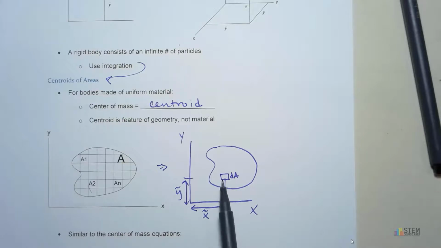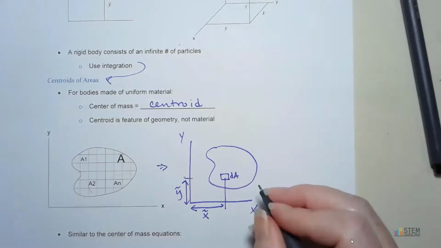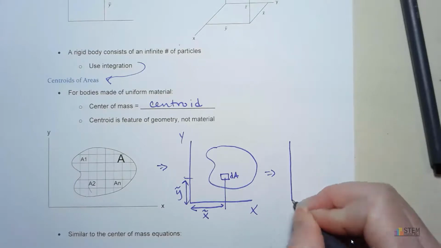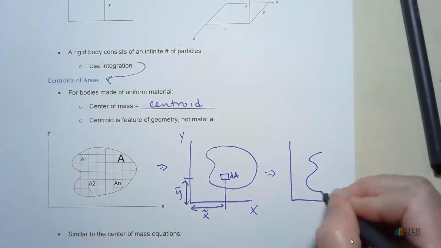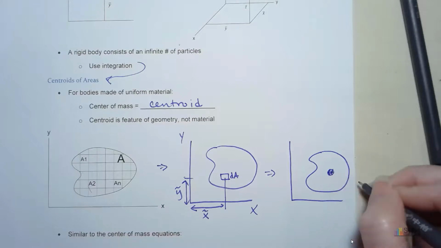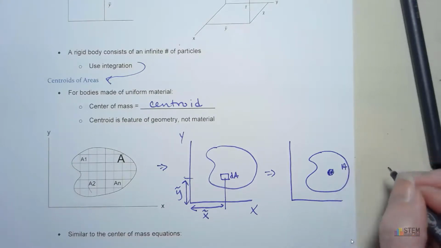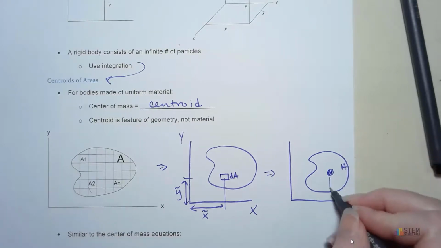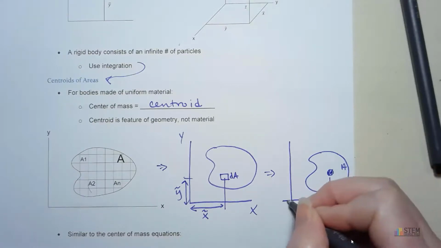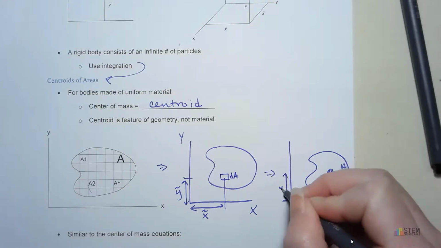All right, so now if you do this for all of the different areas, you can see them all in here. If we do this for all of them, then when you use our equations, you'll get the location of the centroid. So let's put this as our centroid symbol. It might not look like it, but that's what it was supposed to be. There's our area. So after you do all of those little dA areas, you're going to have x bar and then y bar.